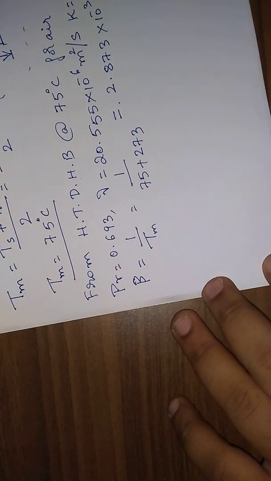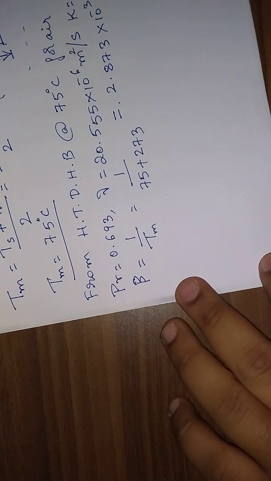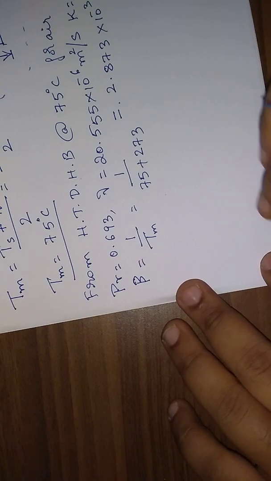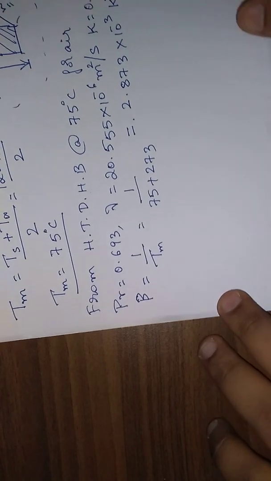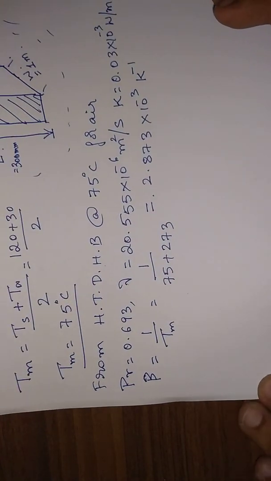Now in forced convection, what is the next step after finding out the properties? We have to find out whether the flow is laminar or turbulent. Similarly here, in forced convection we used to find out the Reynolds number, but in free convection we are supposed to find out the product of Grashof number and Prandtl number, which is called the Rayleigh number. So in order to find that, let us find out the Grashof number first.